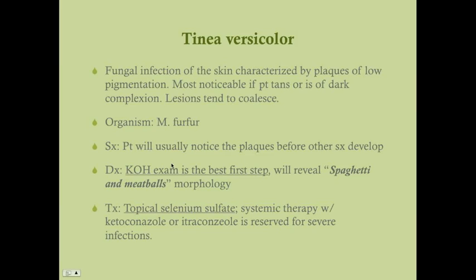and then you're going to do your potassium hydroxide exam. That's the best first step. And indeed, if the test is positive, it will reveal what the pathologists always refer to, and what the USMLE will tell you, is spaghetti and meatballs morphology. Don't ask. The treatment for Tinea versicolor is topical selenium sulfate, and that's generally enough for patients. The organism here is Malassezia furfur, and that's the only time you're ever going to see this organism, is in Tinea versicolor.